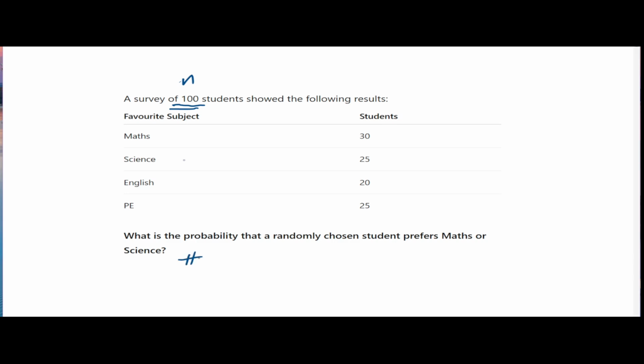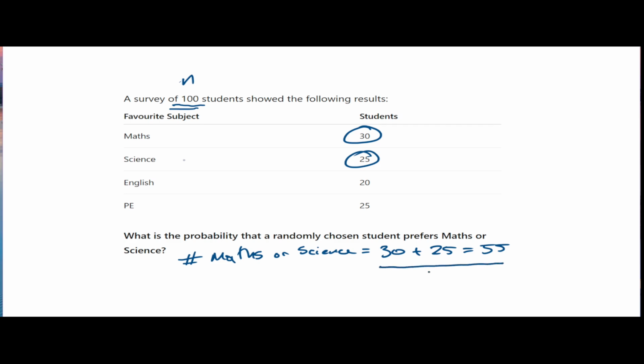So how many students did maths or science? It's going to be the number that did maths plus the number that did science, which is 30 plus 25, which is 55, divided by the number of students, which is 100. So that's 55 over 100, which is 55%, which I guess you could say that's 0.55. And it's some quick fire questions for you.